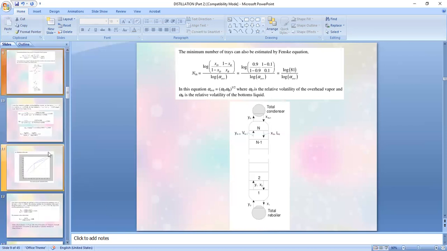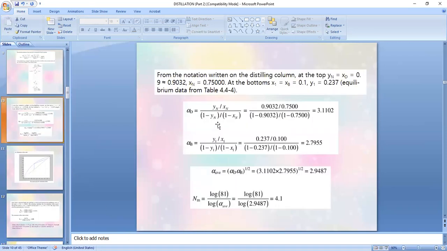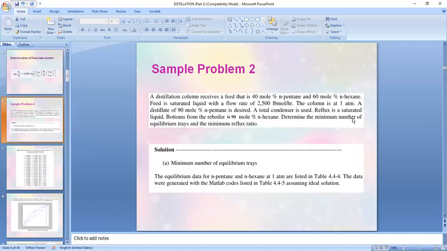So determining the alpha requires the mole fraction in the liquid and in the vapor phases of the distillate and that of the bottom's liquid. For your distillate, it is given that you have 90% n-pentane. Your distillate has 90 mole percent pentane.